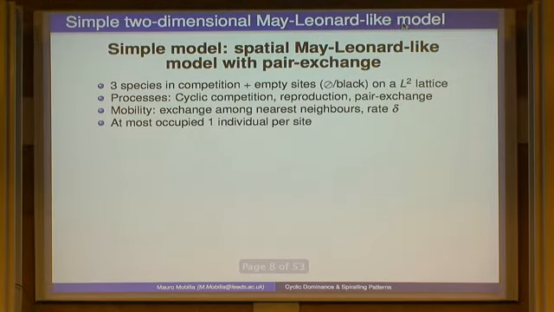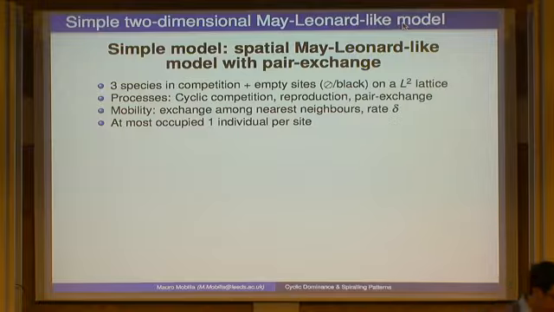What I want to tell you now is, well, obviously this has motivated a lot of theoretical work to try to understand how to explain such a difference between what happens in the flask and what happens on the Petri dish. So what we came up with is a very simple model. It's a spatial version of a simplification of a famous model by May and Leonard, Lord May, that we saw yesterday, with mobility, with pair exchange.